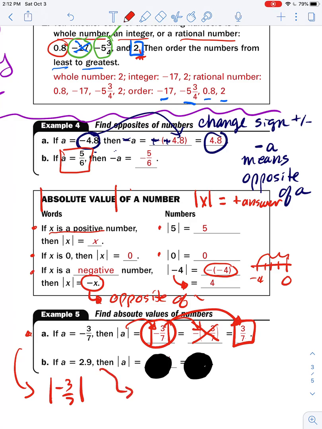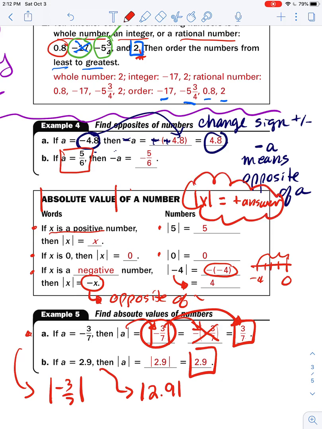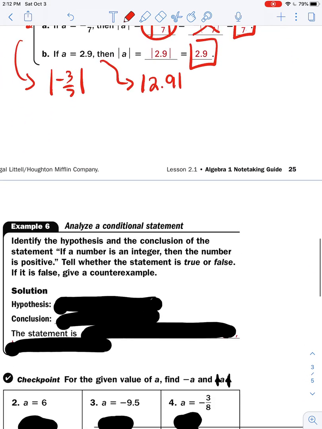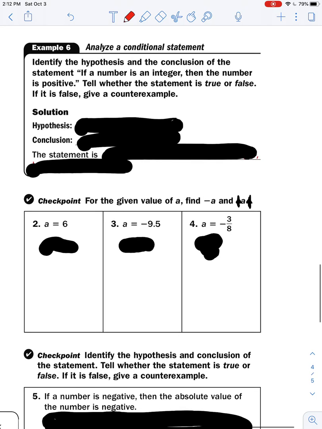How about in B? B is asking us to take the absolute value of 2.9. So it's saying, how far is 2.9 from 0? Well, that's still 2.9 units from 0. One mistake that kids make is they think that a positive becomes negative, but that's not the case, because it's still asking, how far are you from 0? So everything that's coming out of the bars will always be positive, whether it started out positive or negative.